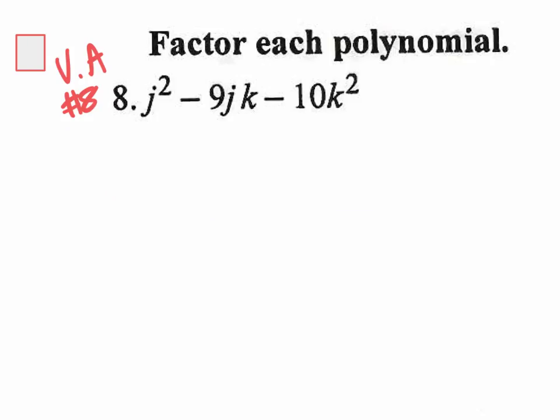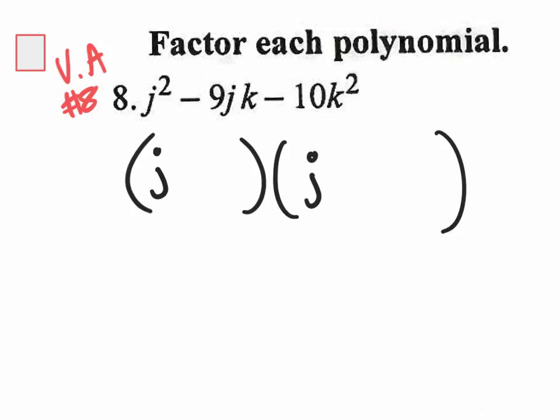So number 8 on version A and B are the same. So at this point, we need to think. I know it's weird because there's 2 variables, but since it's just j squared, we know for a fact that you're going to have a j right here and a j right there. Now, let's ignore the k for a little while. Let's pretend that the k weren't there, all right? So if I put like, let's do this.